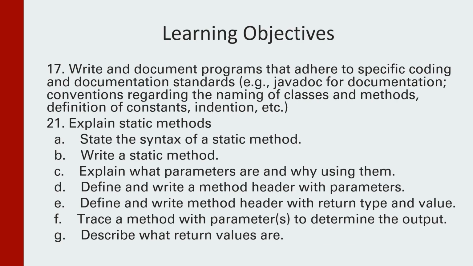First, let's talk about the learning objectives that are covered. First of all, we need to understand what methods are in order to be able to adhere to certain standards according to documentation and the expectation for the way that you should write your Java programs. And then 21 is more specifically about methods, which is explaining static methods. We'll talk about the syntax, how to write a static method, parameters, method headers, and then you should be able to write it. You should be able to trace methods that are already given to you. And then finally, you should know what return values are.